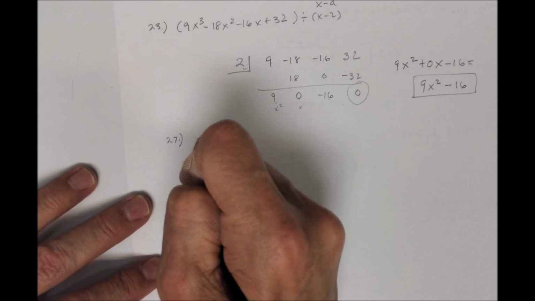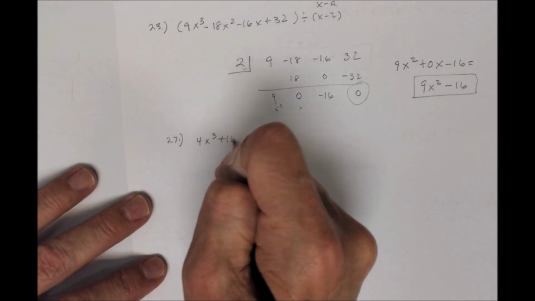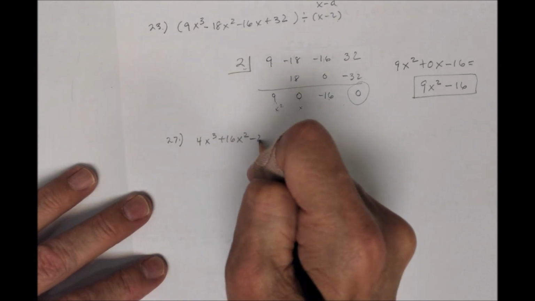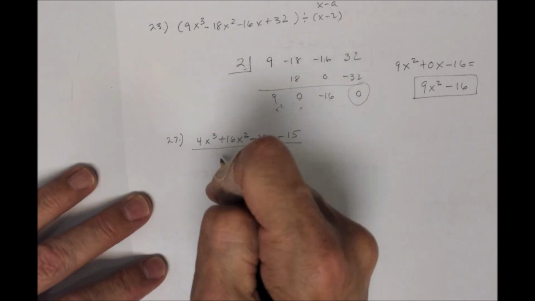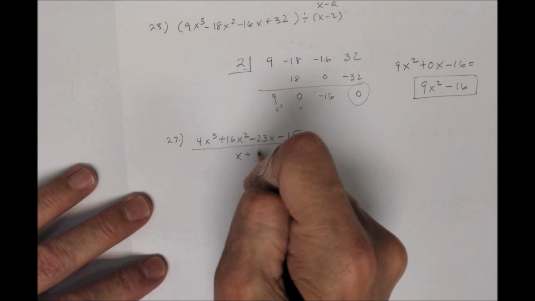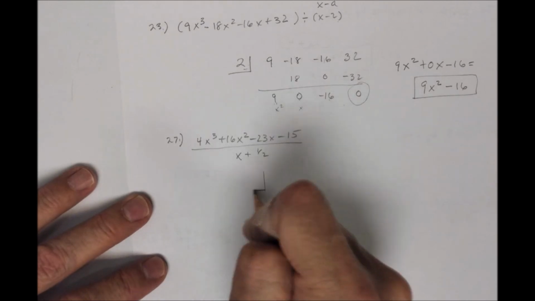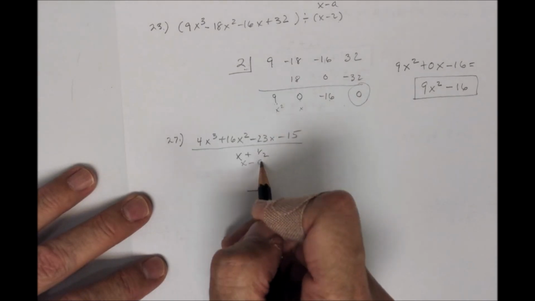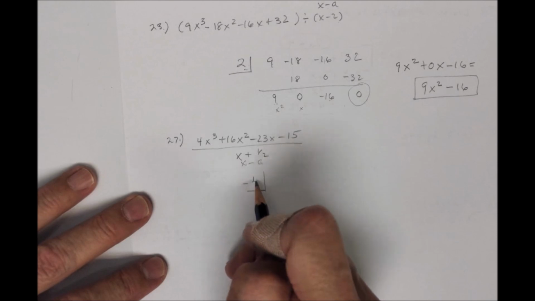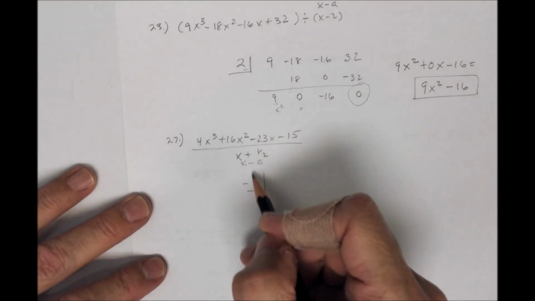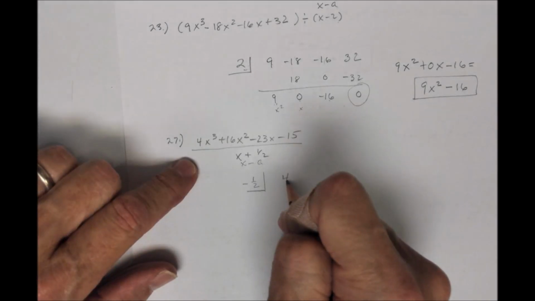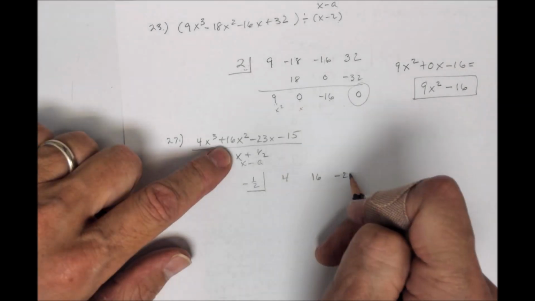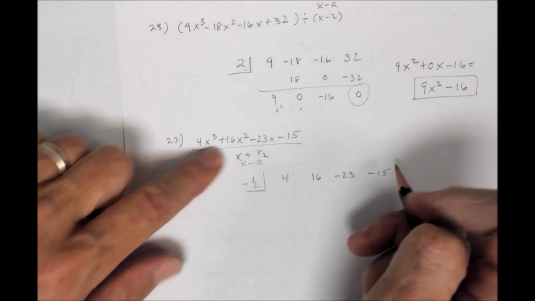You have 4x to the third plus 16x to the second minus 23x minus 15, and you are dividing by x plus 1/2. Alright, so in the pocket, remember it's got to be in the form x minus the number, so the number is negative 1/2. X minus negative 1/2 is x plus 1/2. Then the coefficients, I have a 4, I have a 16, I have a negative 23, and I have a negative 15. Again, very nice.